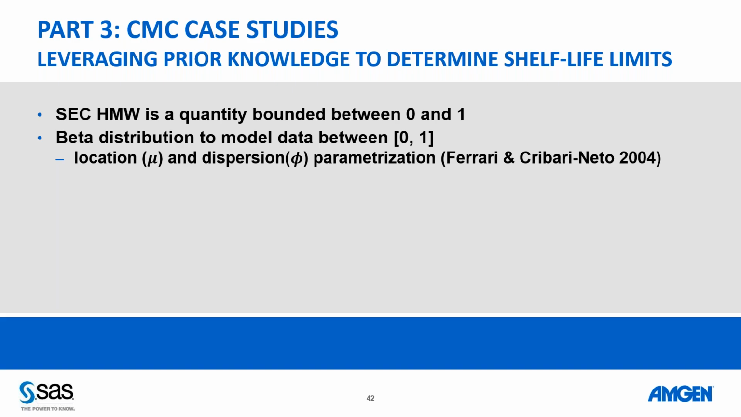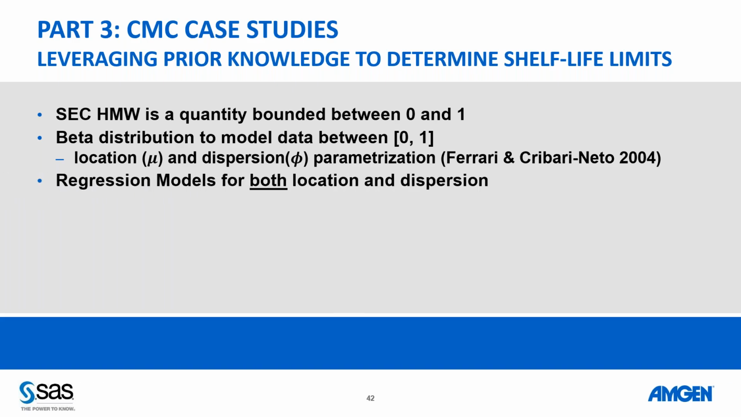If you use PROC BGLIMM and you fit a beta distribution behind the scenes, what BGLIMM uses is the Ferrari-Cribari-Neto parametrization. What this allows us to do is have regression models both for the location and dispersion. We just mentioned that variation changes over time. We want to model that.